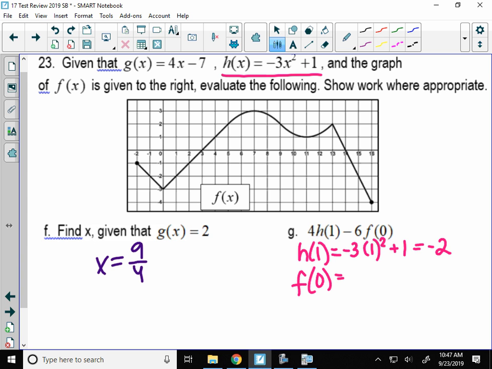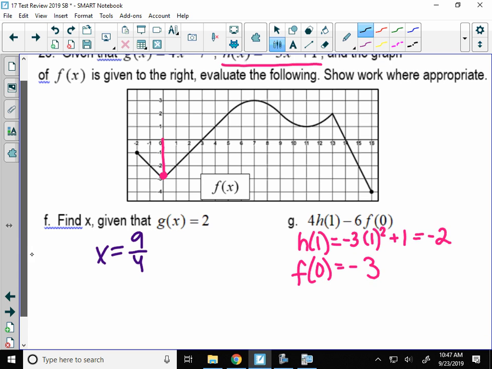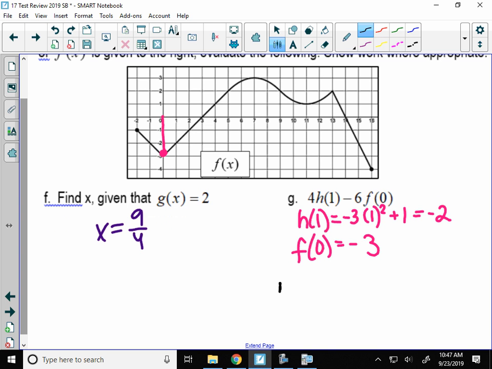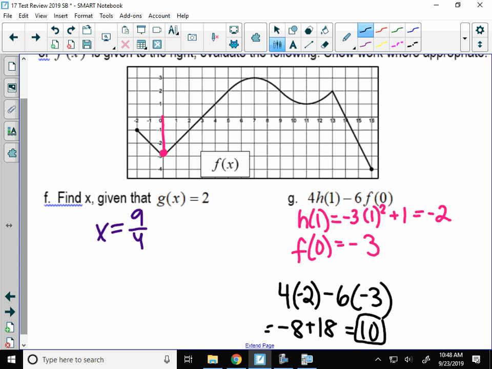I'm also going to find f of 0. Okay, f of 0 uses my graph. Go to x is 0. My output is negative 3. So here's what I'm going to do. I put that negative 2 and negative 3 into the expression, 4 times h of 1 minus 6 times f of 0. Now, if you don't want to do the math there, you can just type that expression right into your calculator. It's not too hard, though. I'll have negative 8 plus 18, which is 10.